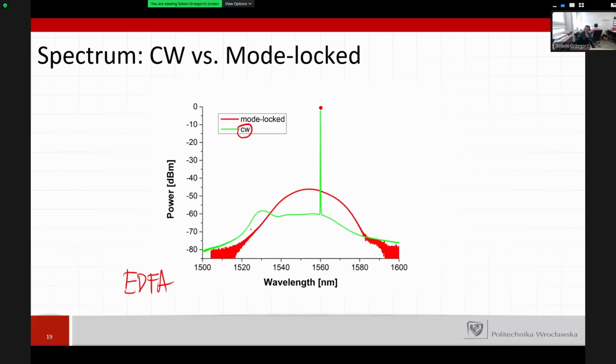But if we synchronize the modes of the laser, we will not have a pronounced peak, but we will just have a very wide spectrum with a very smooth envelope. And under this envelope, if we would look closer, take a look with much higher resolution, we would see discrete individual lines that are corresponding to the single longitudinal modes of the laser.